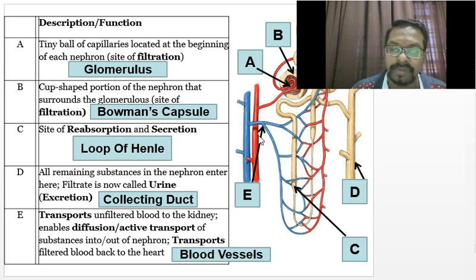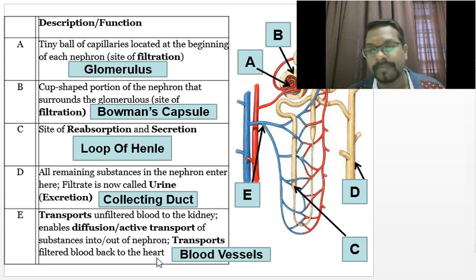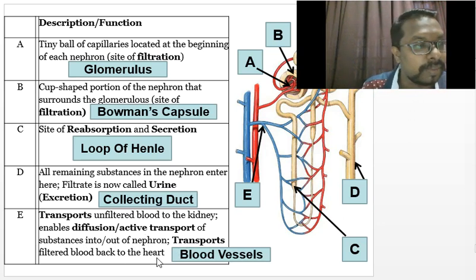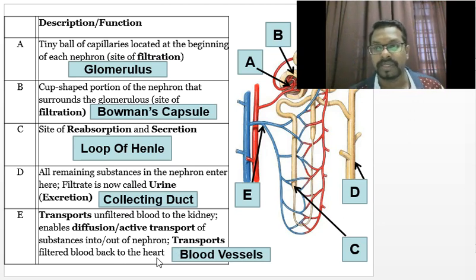Okay, E is our blood vessels. They transport unfiltered blood to the kidney, enable diffusion or active transport of substance into or out of the nephron, and transport filtered blood back to the heart. Diffusion and active transport, hope you still remember. How to differentiate these two? Okay, let's move on to the next slide.